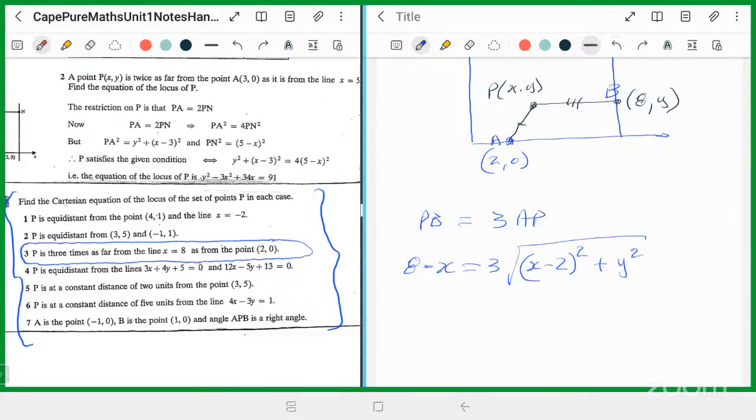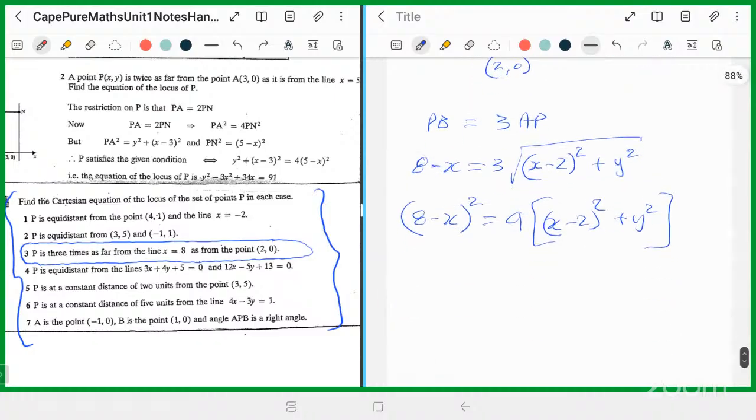So we can square both sides. If we square both sides, we have to square that 3 here too. So this will become 8 minus x squared equals, square this as well to get 9 into, and you put back this now, x minus 2 squared plus y squared. And expand and simplify. So we expand this, you're going to get 64 minus 16x plus x squared equals 9 into, expand this now, you get x squared minus 4x plus 4. That's why you get to expand a perfect square there, plus a y squared here.